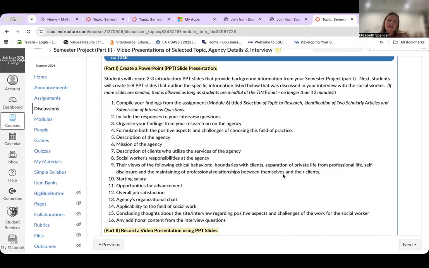And then number 16 is any additional content from the interview question. So if you learned something really cool or interesting, or there was just something that stood out in your interview that you want to talk about that maybe isn't covered in this slide, I would just really love to hear more about that.